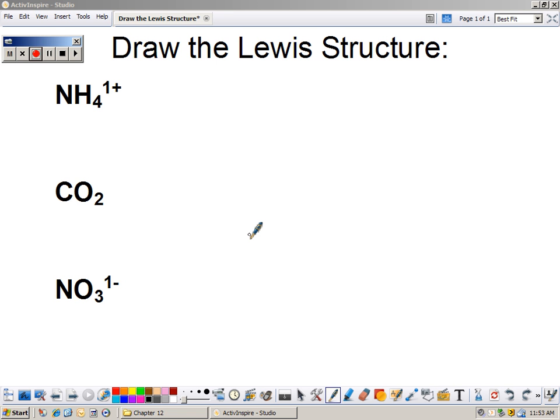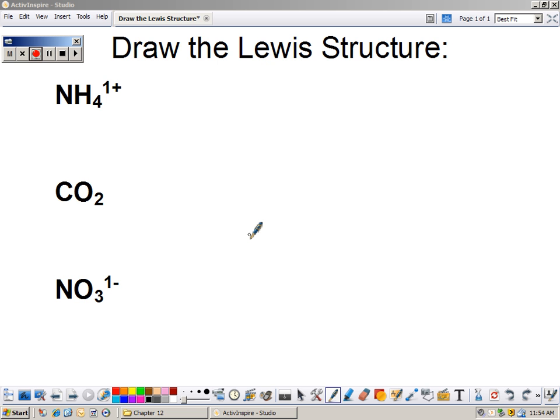Okay, so in this video I'm going to show you how to draw a Lewis structure. A Lewis structure is a drawing or a diagram of a molecule, and it shows you all the covalent bonds in a molecule, and also shows you how the valence electrons are arranged around a molecule. Okay, so our first example here is ammonium.